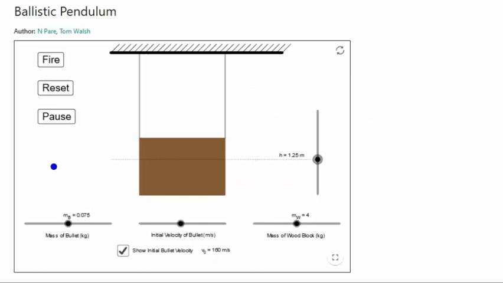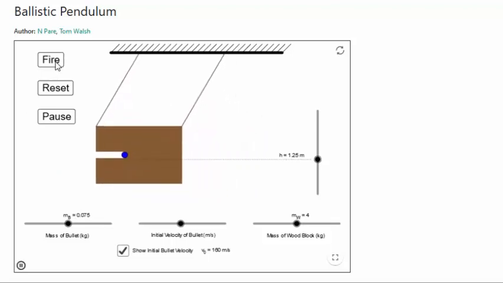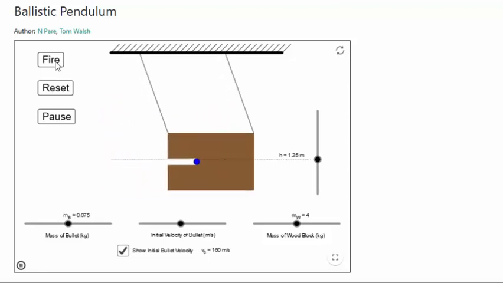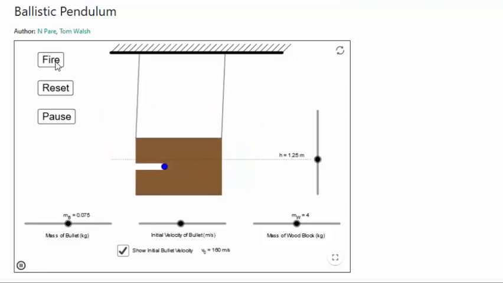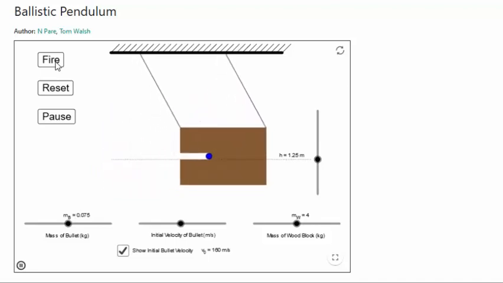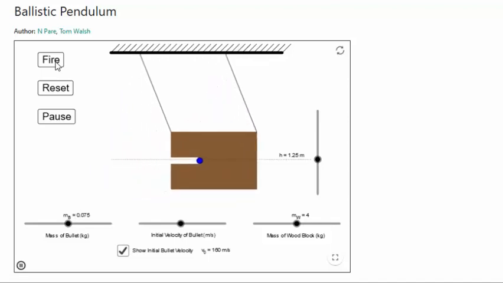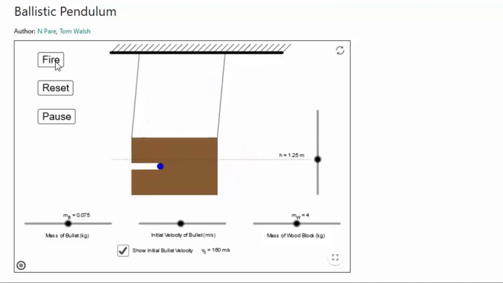Here's the ballistic pendulum simulation. If I fire the bullet, it embeds itself into the block, and the block starts to swing. And of course, the faster the bullet is going, the higher the block will swing. We're going to measure how high the block swings, and from that information we'll use the conservation of energy and momentum to calculate how fast the bullet was going before it hit the block.